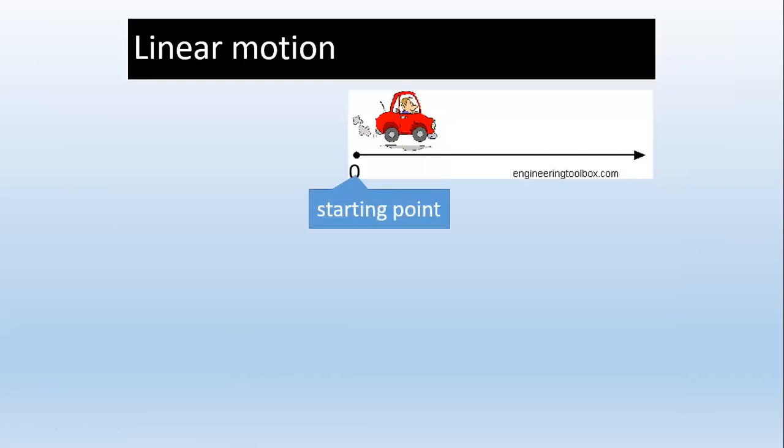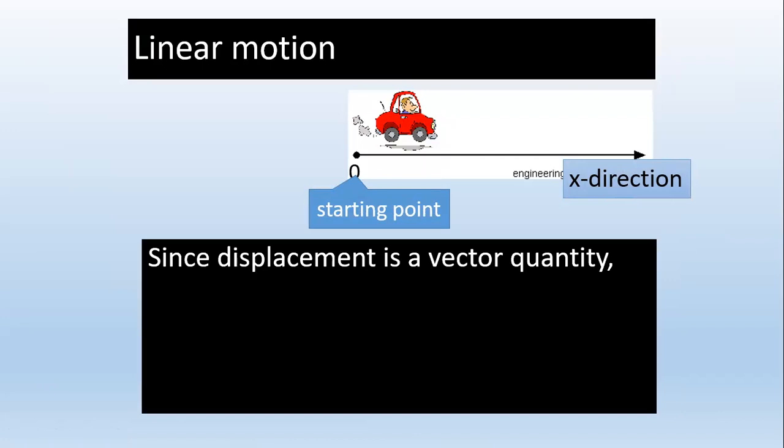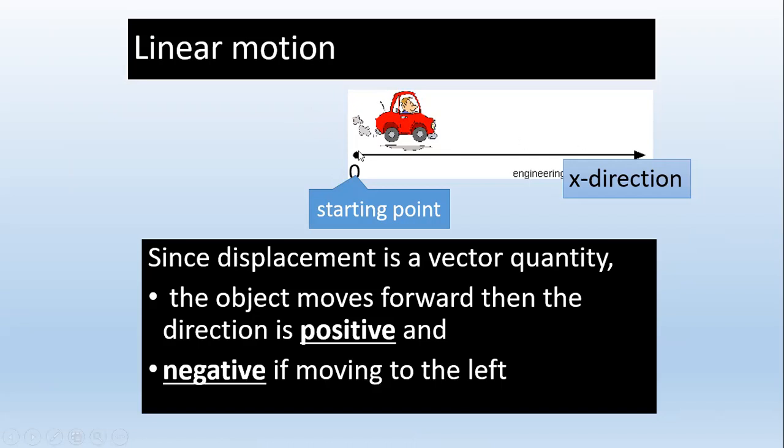Linear motion: we have a starting point, call it 0, and then we have an x direction, right? And remember, displacement is a vector quantity. So if an object moves forward in the x direction, we call it positive, going to the right. If we move to the left, it is the negative direction, or minus x. Yes, provided we are interested in vector. For scalar, we are not worried about the direction.